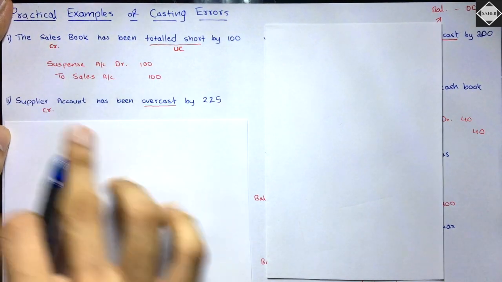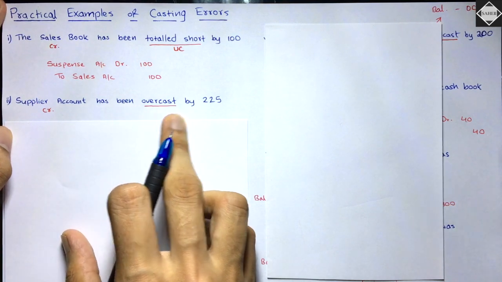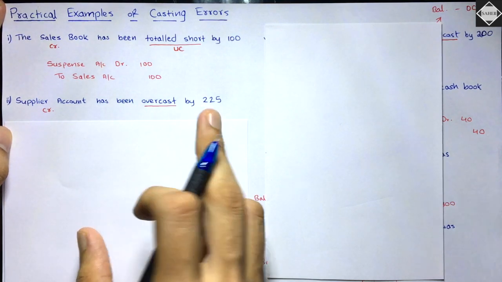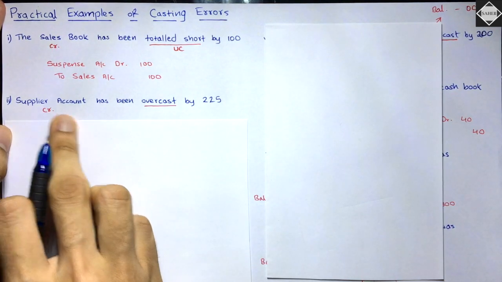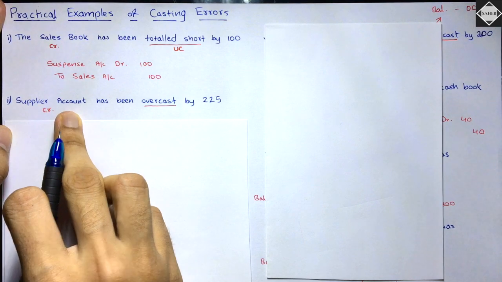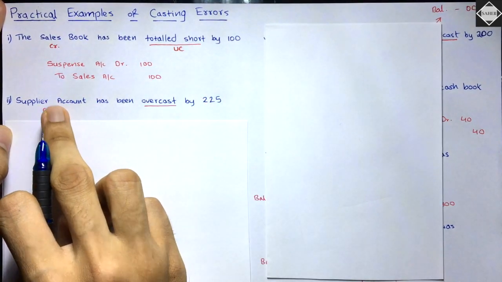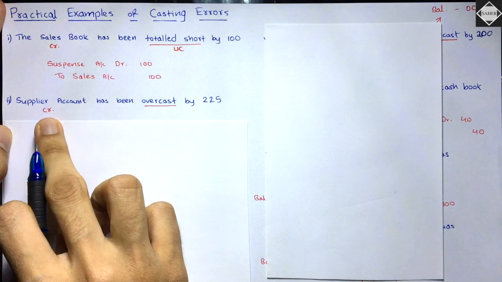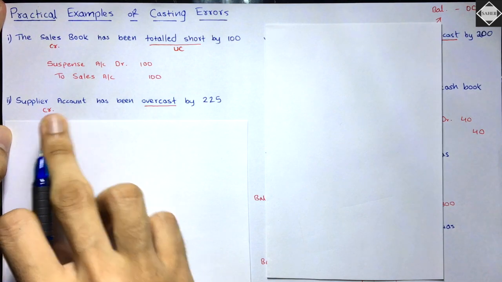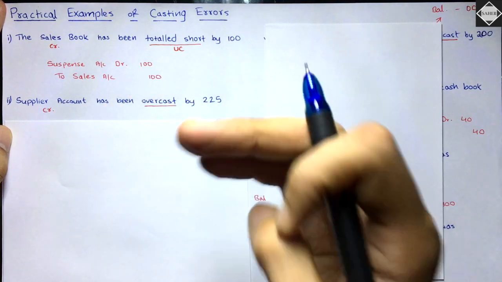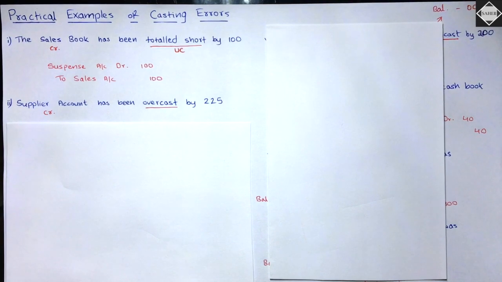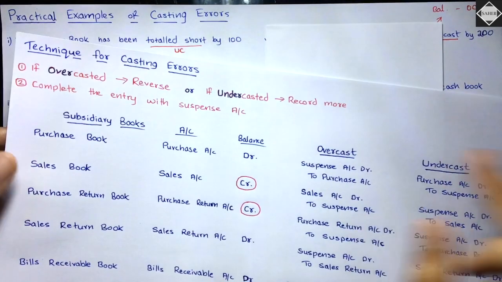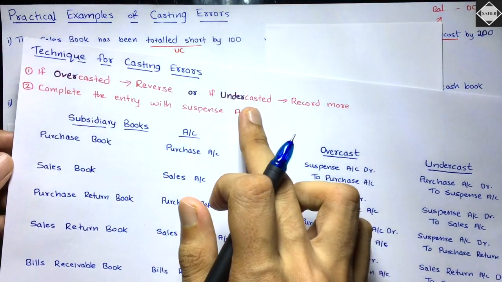Next transaction. Supplier account has been overcast by 225. Directly they have said overcast, so it's overcasting. Now what is this? Supplier account means your creditor. This is your payable liability. So the liability account has a credit balance. It has been overcast, more than what it's supposed to be. So what you have to do? You have to reverse, isn't it? That was our trick. Do you remember or did you forget? Whenever you have overcast, you have to reverse. Whenever you have undercast, you have to record more. You have to increase.